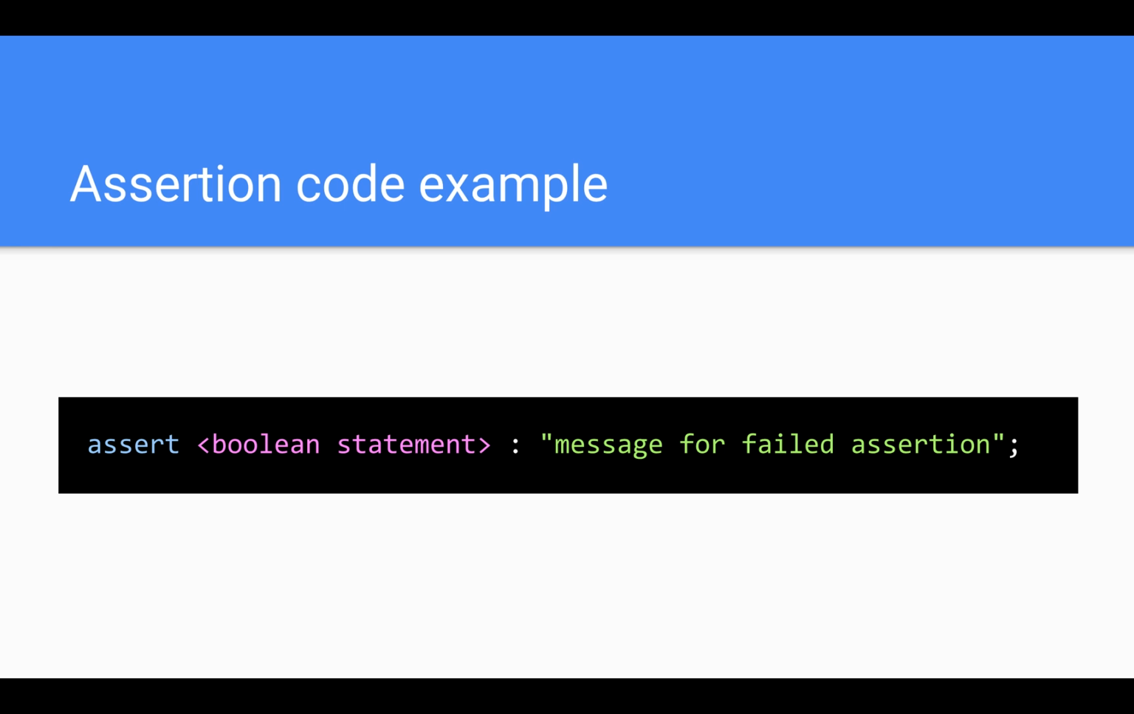Assertions. An example of an assertion would be assert and then a Boolean statement, the thing that you're trying to assert, colon, and then the message for the failed assertion. And this message should be something descriptive enough that whenever you catch it later, or it gets thrown onto your screen throughout the running of your code, you know exactly what's gone wrong.